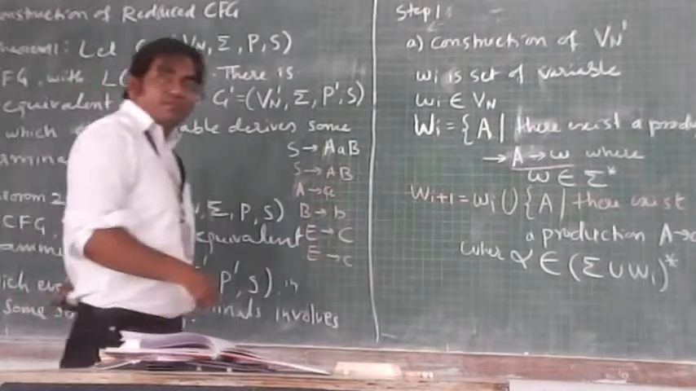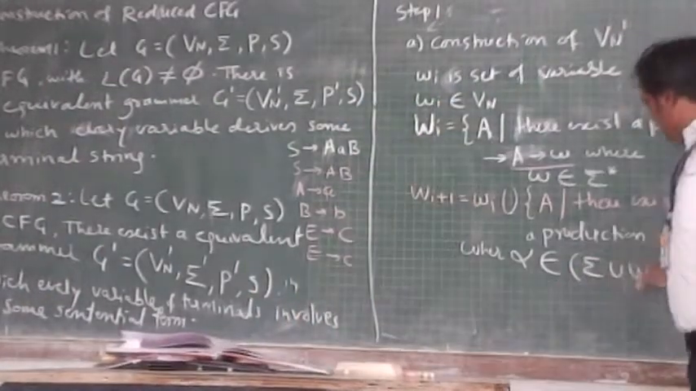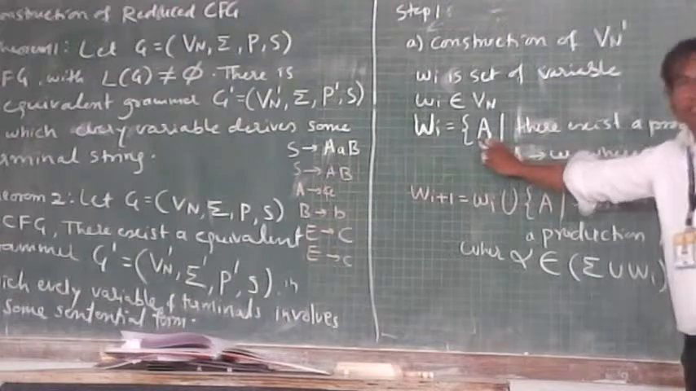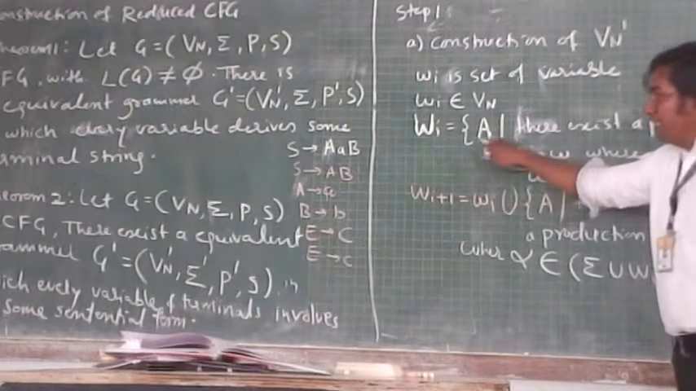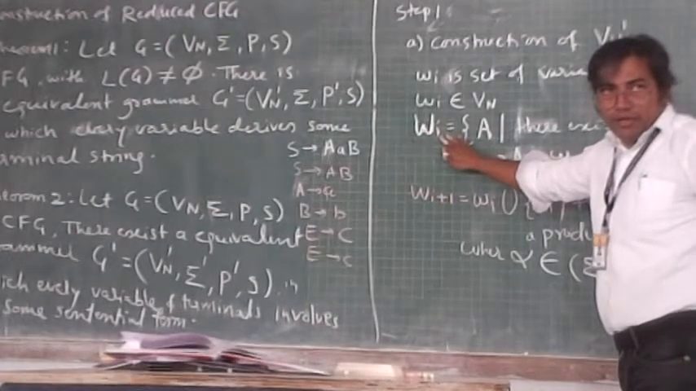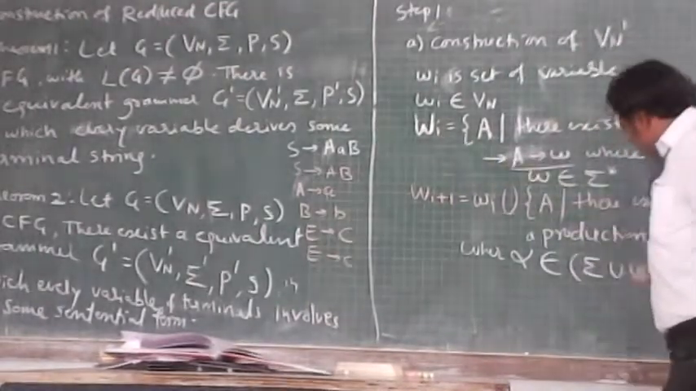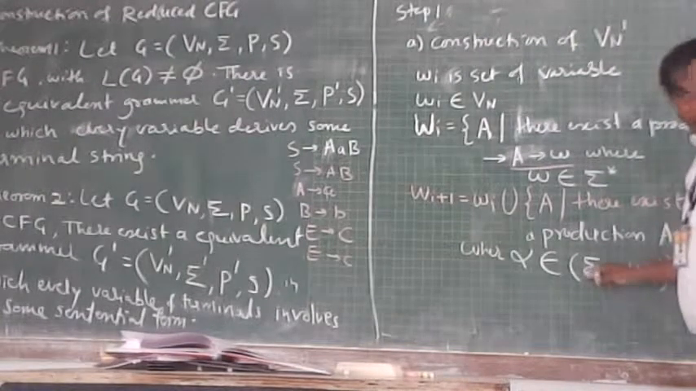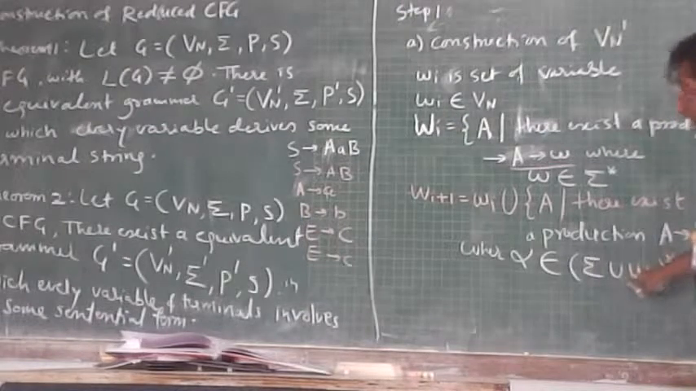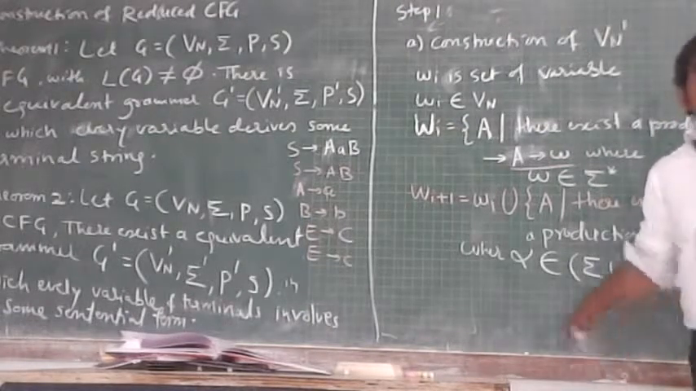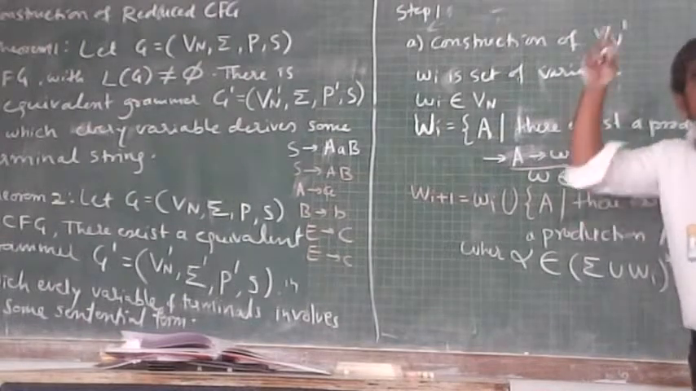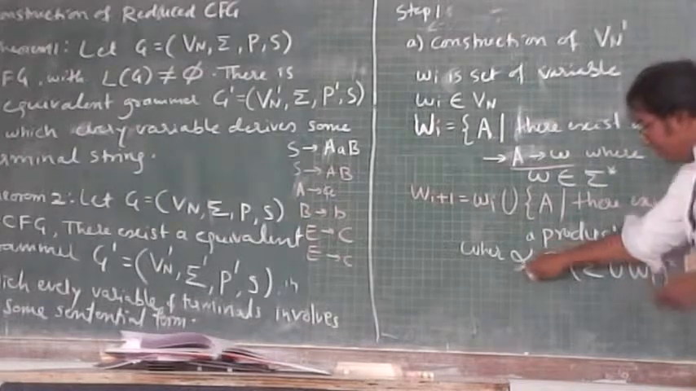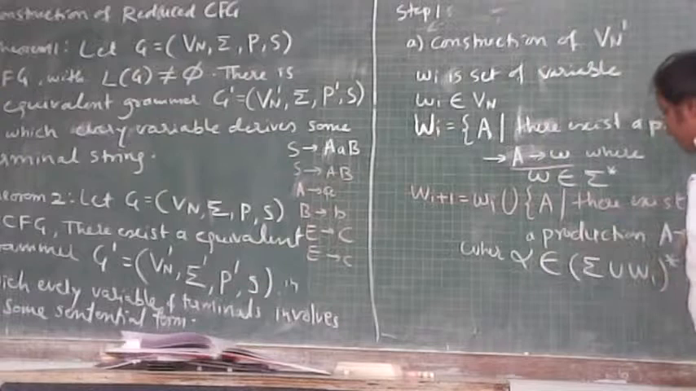What is sigma? Sigma is a set of terminals. And what is WR? WR is the set of variables I received in the previous step. In this example, what I received in the previous step as WR is A, B, E. So what is sigma? Sigma is a, small b, small c, and A, capital B and capital E. And closure. Doing the closure, this alpha belongs to this particular closure.